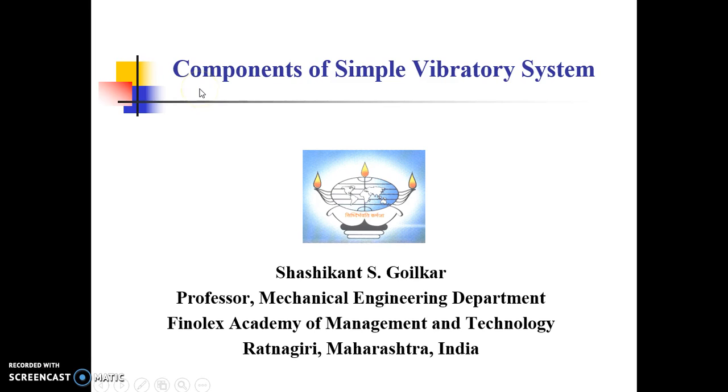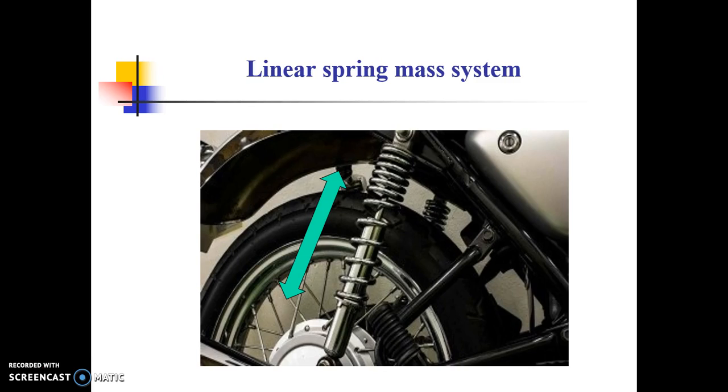Today we are going to learn about the components of simple vibratory systems. We will take practical examples which we see in our day-to-day life. Let us take the example of a motorbike, which consists of a spring. You may be familiar with this type of physical configuration.